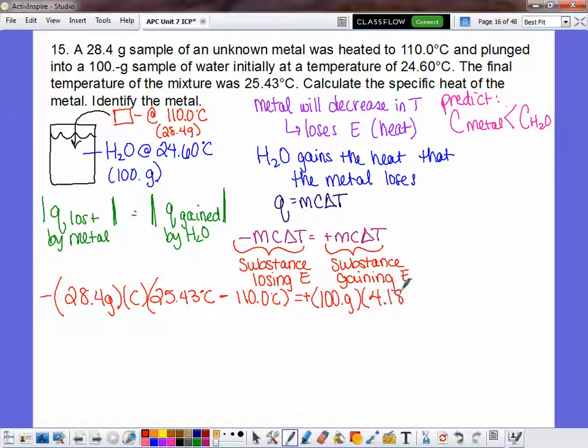4.18. And I don't care if you don't include the units within the work, because again, just like I've said before, I don't grade the units within your work, I grade it at the answer, but it's helpful to include it if you have a hard time keeping track of your units. And then our final temperature is 25.43 degrees Celsius, and this water started at 24.60 degrees Celsius.